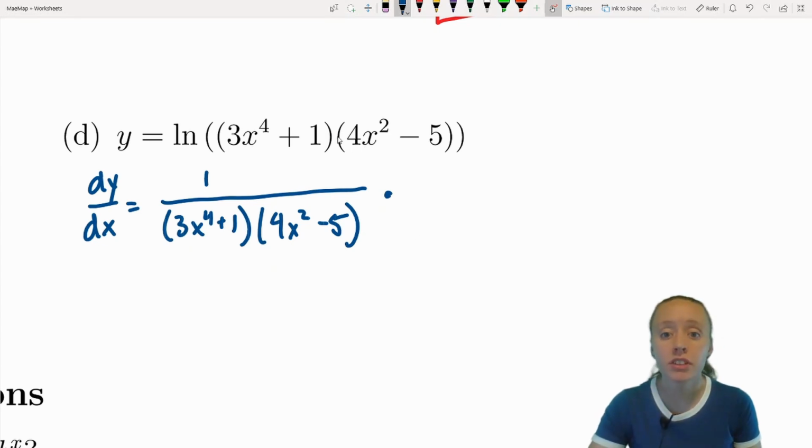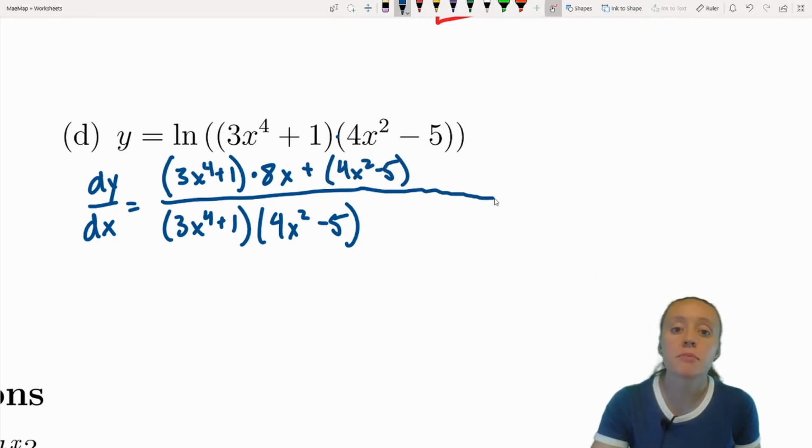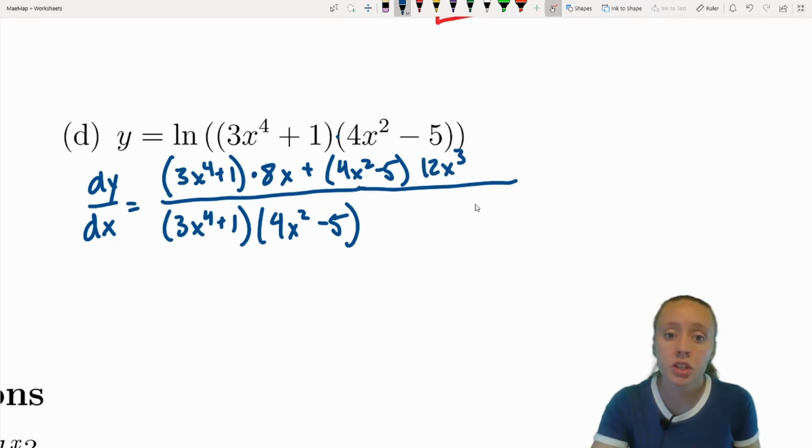And that derivative is also going to require a little bit of product rule. So as opposed to multiplying, I'm just going to write this right up on top in the numerator. I'm going to have my first function, which is 3x^4 + 1, times the derivative of the second, which is 8x, plus the second, which is 4x^2 - 5, times the derivative of my first, which is 12x^3.